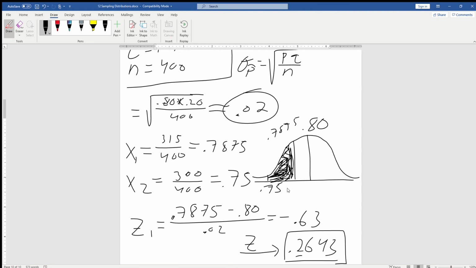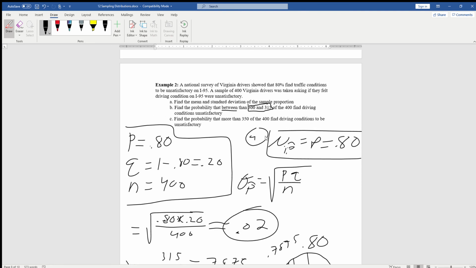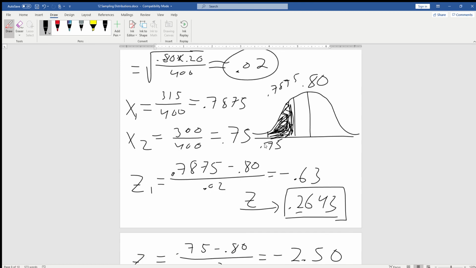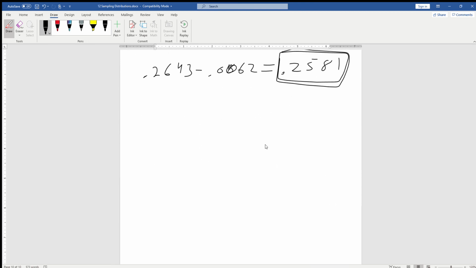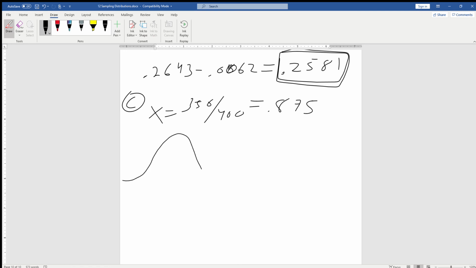Finally, we're asked to determine the probability that more than 350 out of 400 find the driving conditions to be unsatisfactory. So, just like we did in the previous problem, we have a more than. So x is going to be 350 divided by 400. So 350 divided by 400 is 0.875. On our graph, 0.875 is pretty far away from the mean of 0.80. So we have our mean 0.80, and 0.875 is way over here. It's a more than problem. So that's what we're looking at.